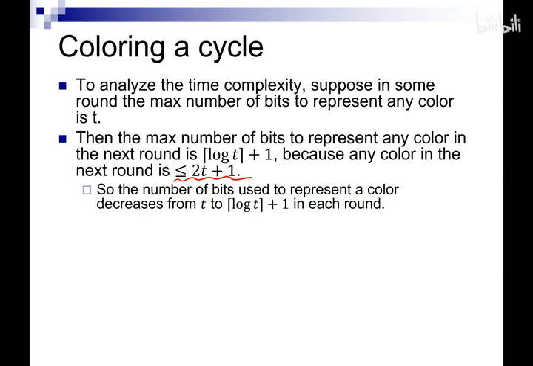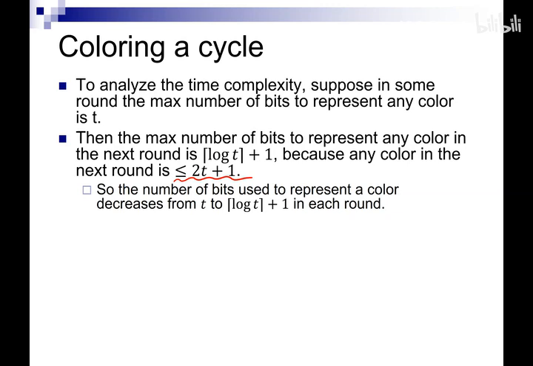Okay, and then after we find that digit, we're going to multiply that by 2, and then we're going to add the kth digit in. And so that kth digit is at most 1. And so therefore, the color that we can have for the next round is going to be at most 2 times T plus 1.